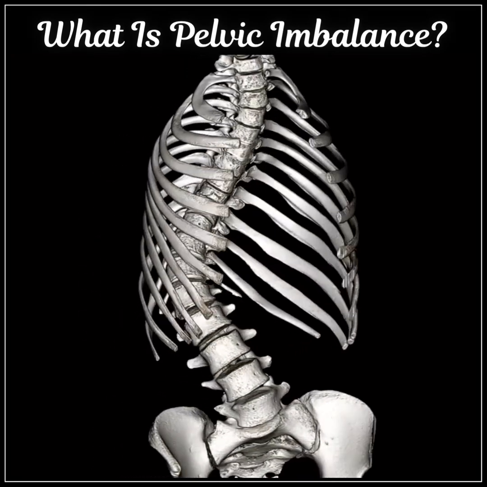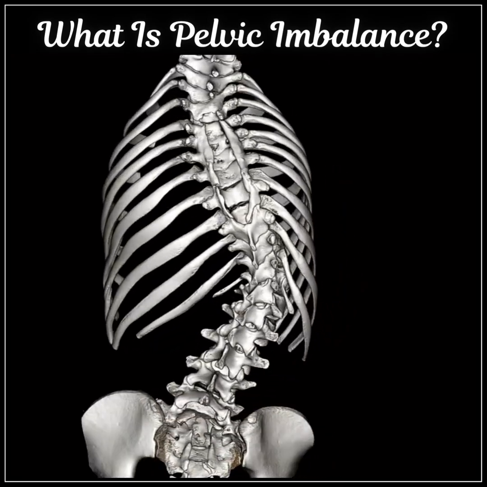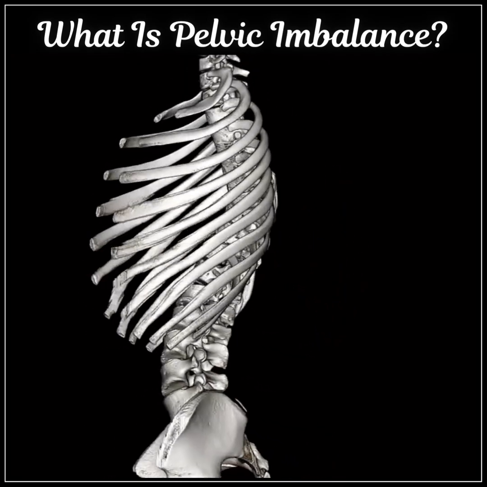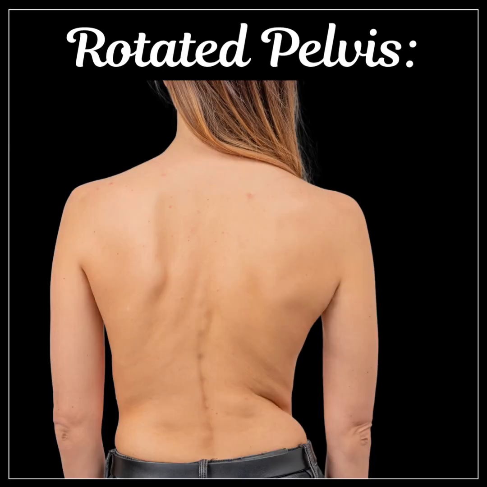Pelvic imbalance occurs when the alignment of the pelvis deviates from its neutral position. This misalignment can manifest in several forms. High right pelvis, lateral tilt, one side of the pelvis is elevated. Often results in compensatory patterns in the spine, hips, and lower limbs. Rotated pelvis, anterior (forward) or posterior (backward) rotation of one pelvic side. Impacts gait, posture, and functional movement.